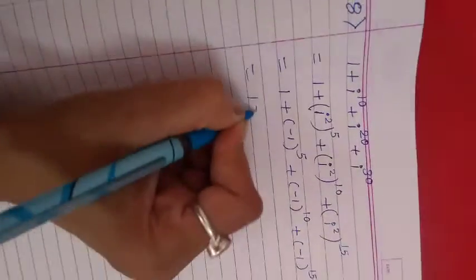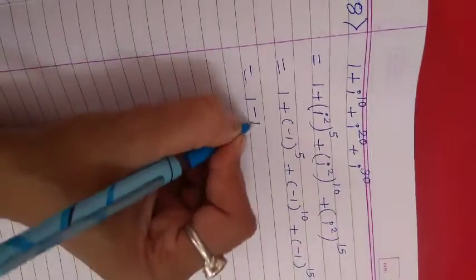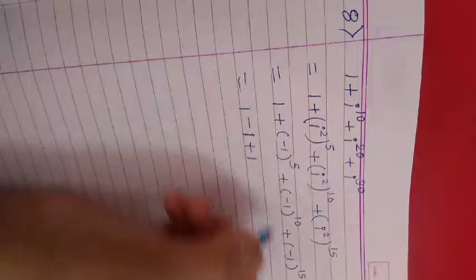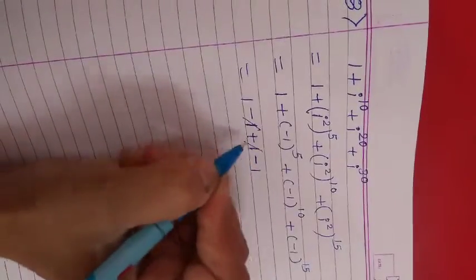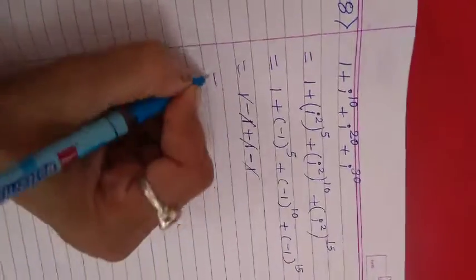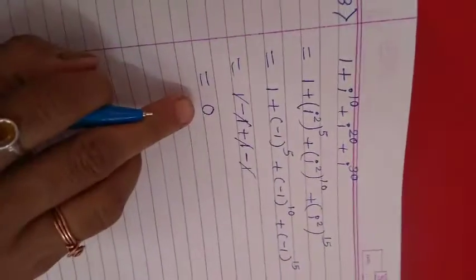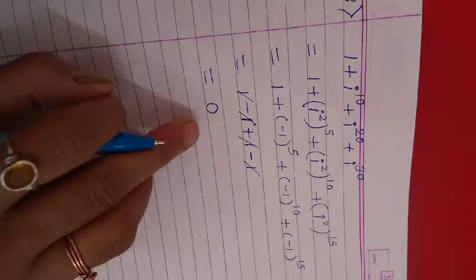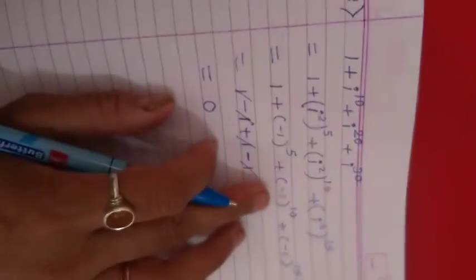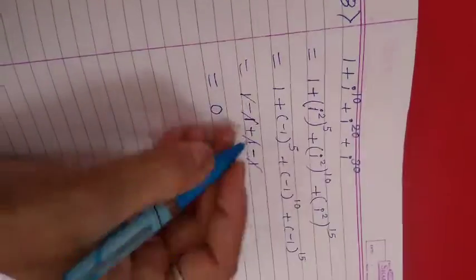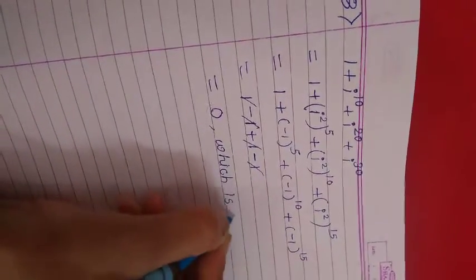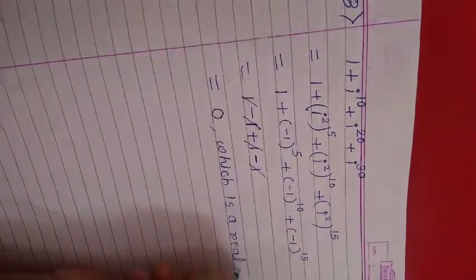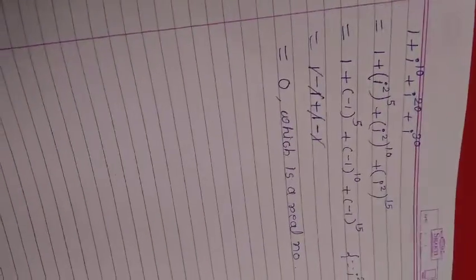Now this is 1. Now this is odd power, so minus 1. This is even power, so plus 1. Odd power, minus 1. Now this is minus 1 plus 1, plus 1 minus 1 cancel. So answer is 0. So 0 can be written as 0 plus 0i. So there is no imaginary part, which is a real number. So this is what we had to show.